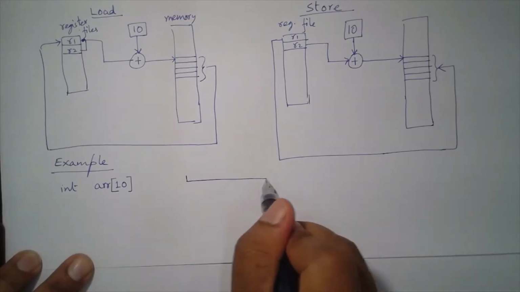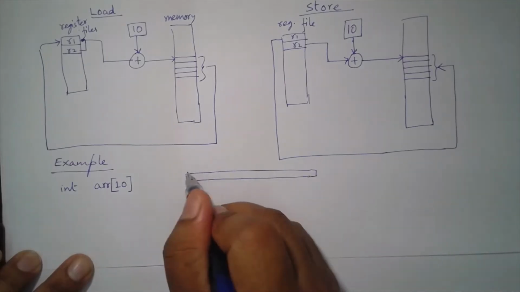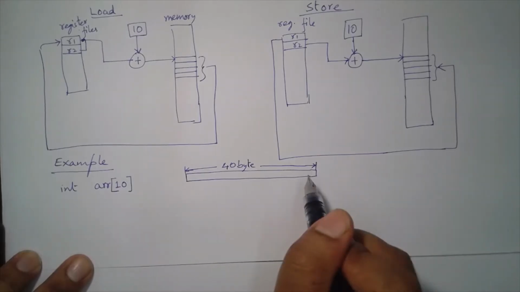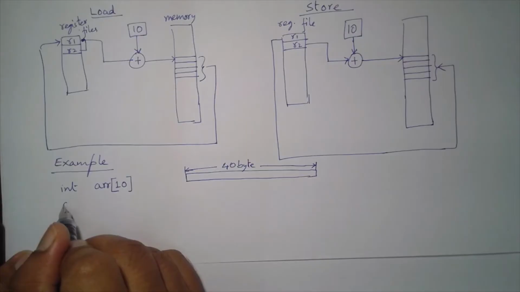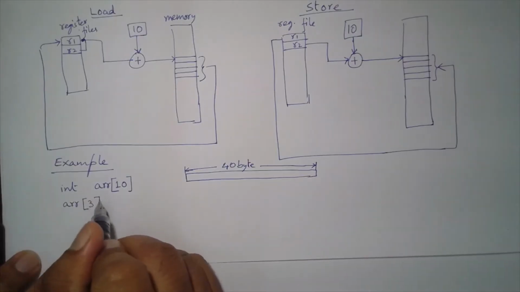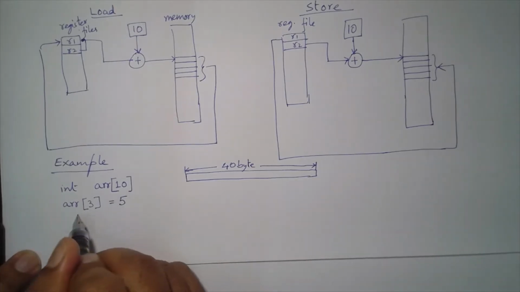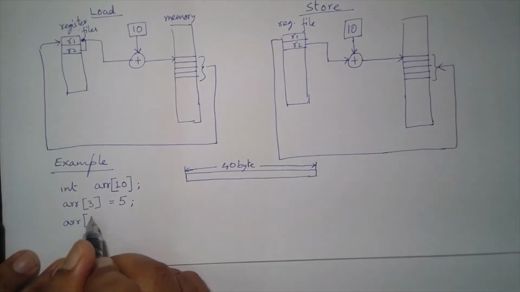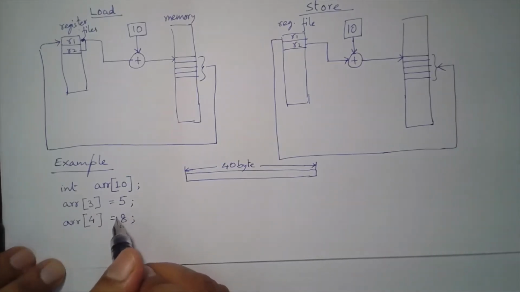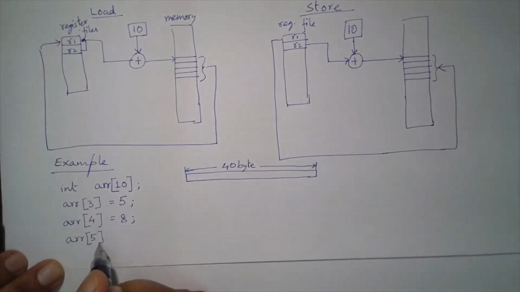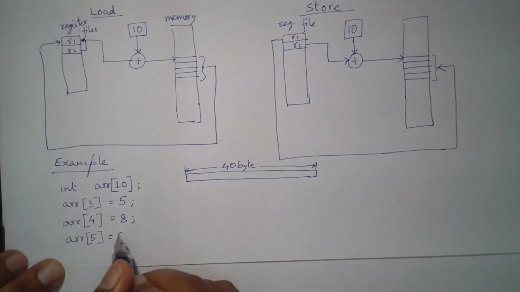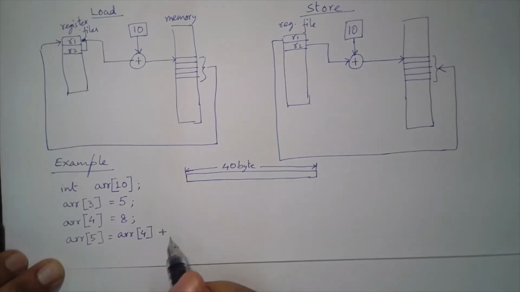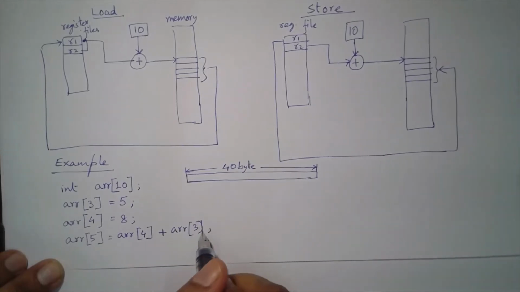So let's say I have a memory of 40 bytes to store this array. Now let's say subsequent to this there is more information about the contents of this array. So let's say the third element in this array is 5, then let's say the fourth element is 8, and the fifth element we would like to store as the addition of the fourth element and the third element. All right.